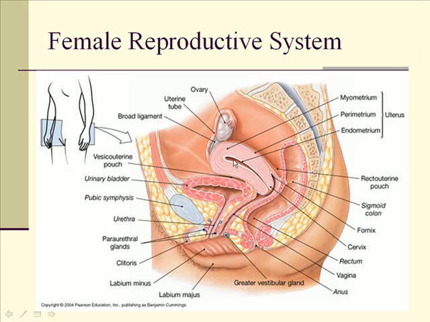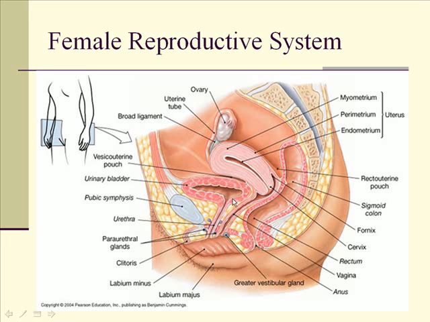Notice the location of the uterus and its proximity to the urinary bladder. As you can see, the bladder is a little more anterior and sits a little inferior to the uterus. Note also the location of the urethra as it passes from the urinary bladder.